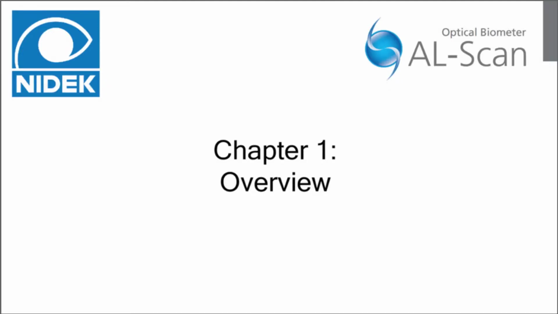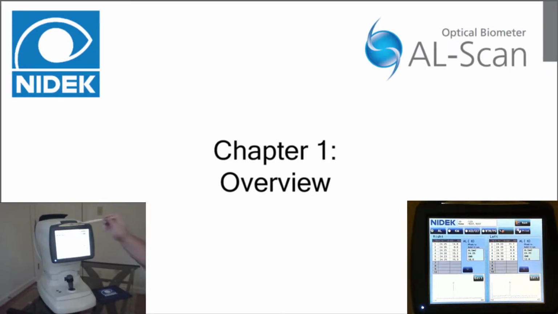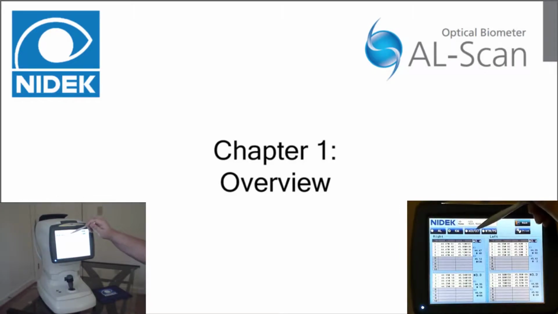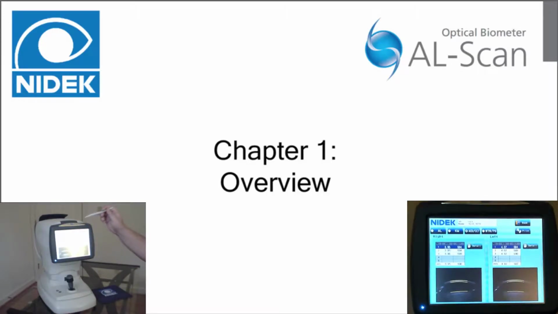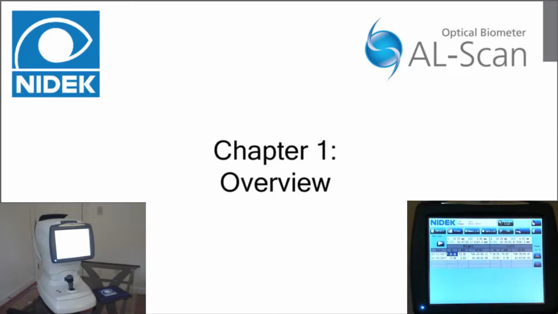General overview. The AL Scan Optical Biometer is a medical device that optically measures eye components such as axial length, central corneal thickness, anterior chamber depth, corneal curvature radii, corneal cylinder axis, white-to-white distance, and pupil diameter. Using optional ultrasound probe attachments, axial length and corneal thickness can also be measured using the AL Scan on patients who are not able to be measured optically.